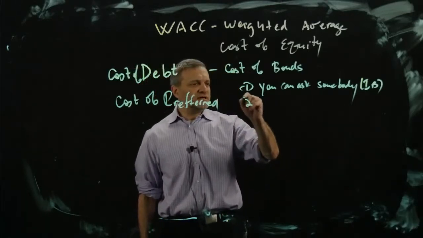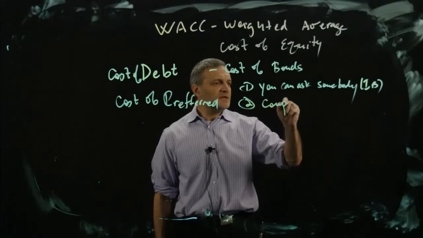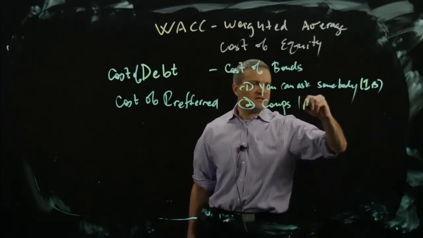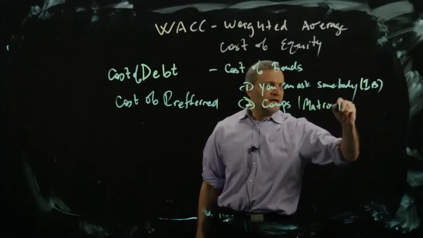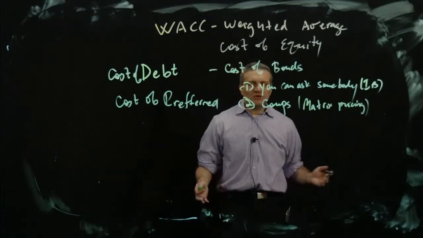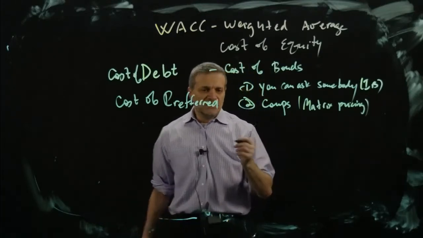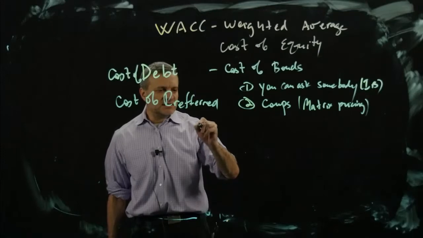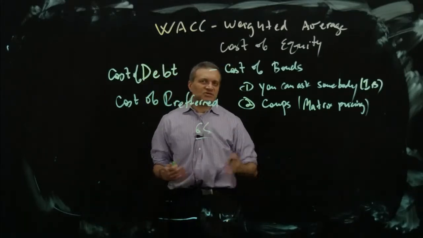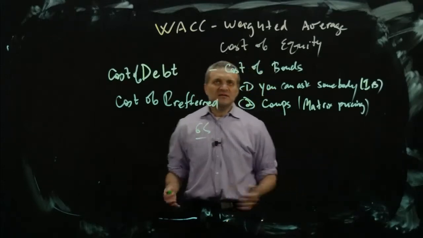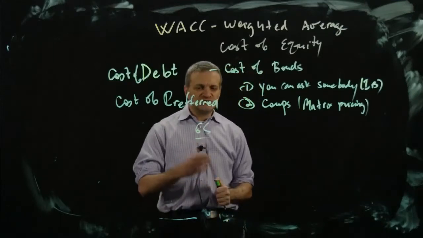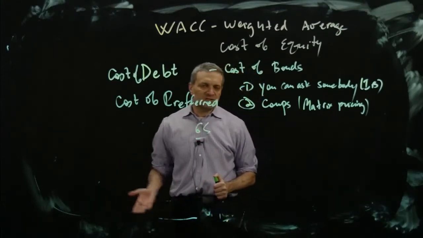The second way to do it is through comps. This is something which is pretty standard. It's also called matrix pricing. And the idea is this. Say you have a company, let's say Goldman Sachs, and this is a privately registered bond that Goldman Sachs issued to some client, and you want to find what its cost of debt is going to be.